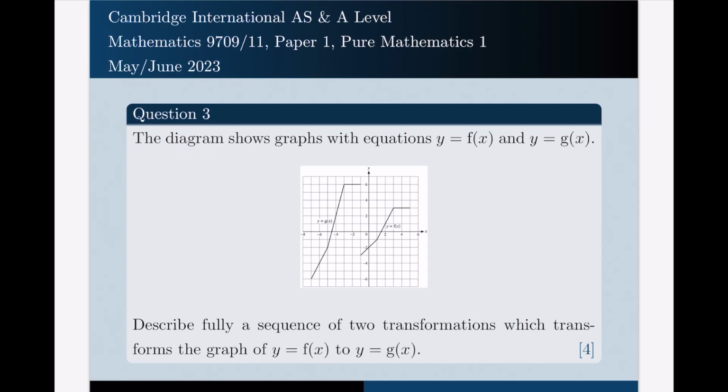Hello, in this video I'm going to solve the following problem for you. This is question number 3 from this paper. Let us read the question first.